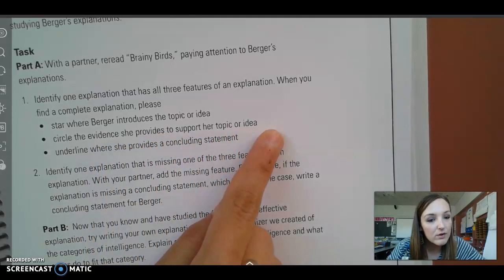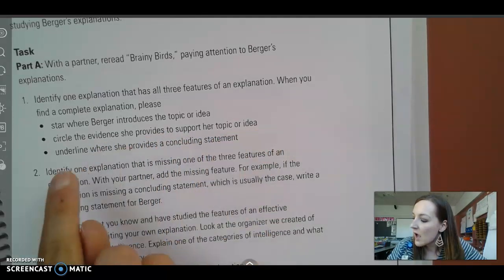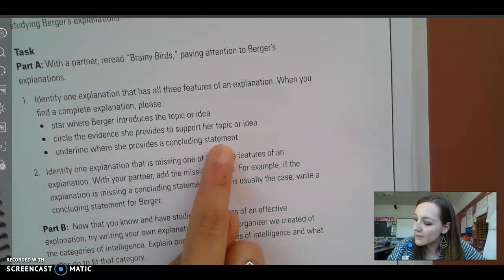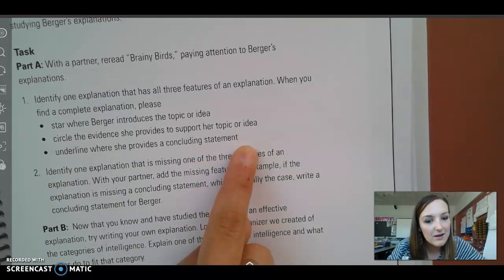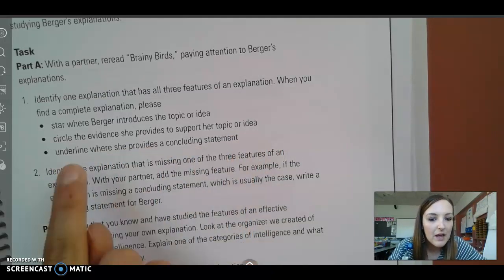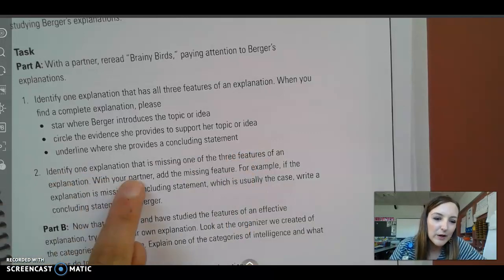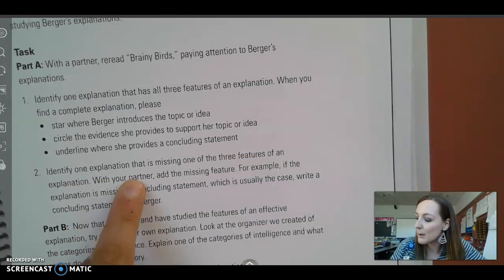We did that also on the example together. Underline where she provides a concluding statement. So we did that also on my example. This part says with a partner. If you have someone that can help you, that's great. You may also do it by yourself as well.